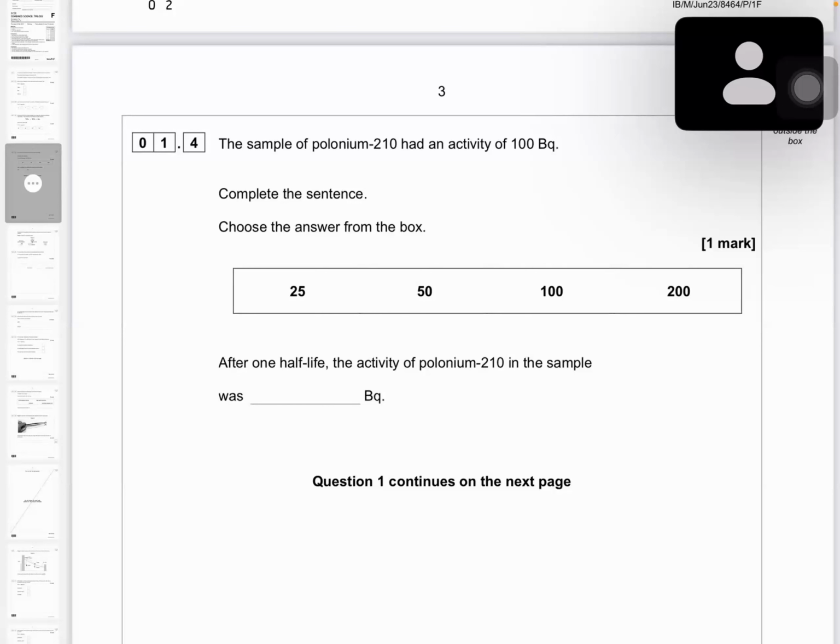I'll go with 50. I'll go with 50, but let's see, what does the marking scheme say? Yes. 50. It says 50, right? Yes. Okay, okay.